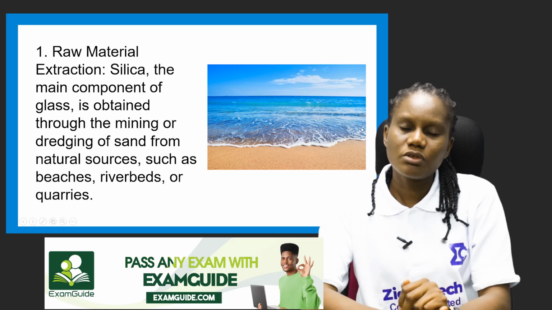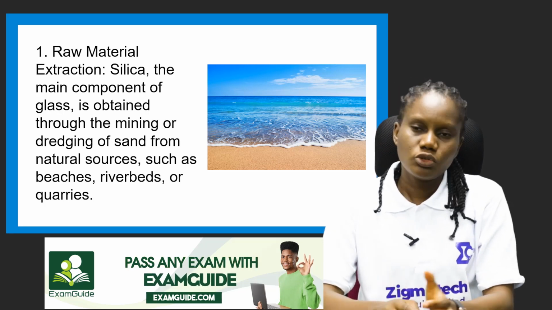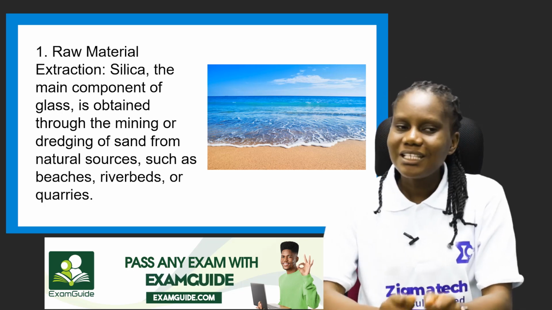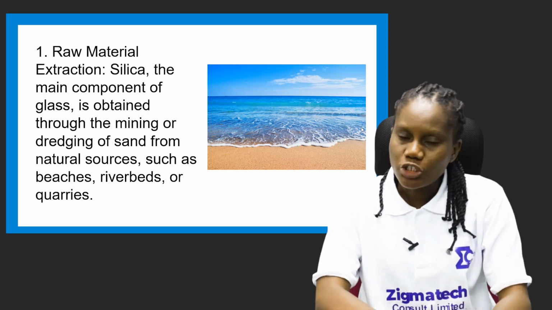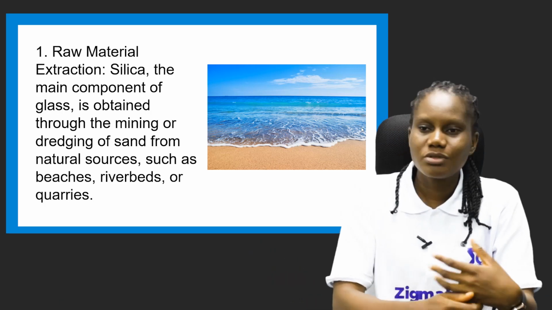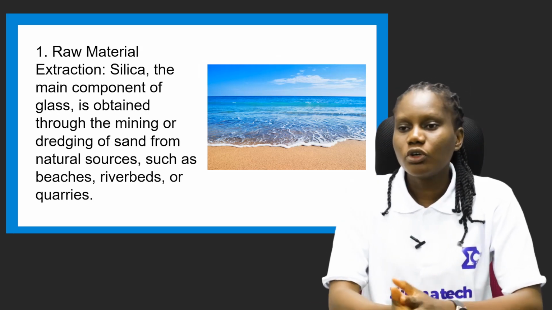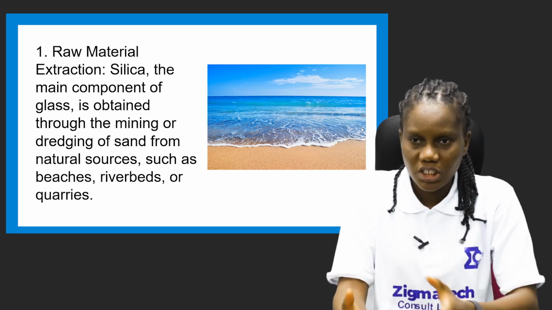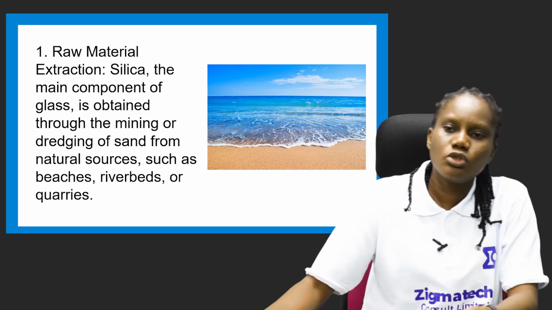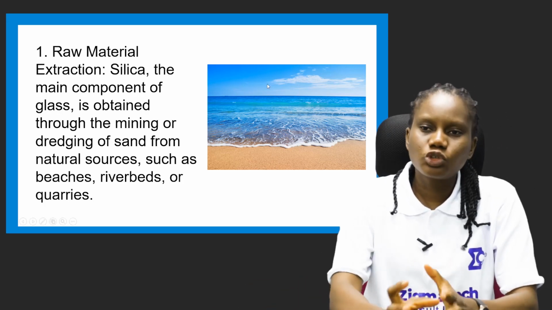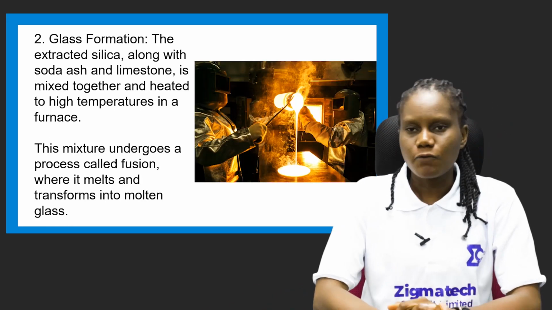So the first thing is you extract your raw material, which is silica. Silica is the main component of glass, and it is obtained from mining or dredging sand from natural sources such as beaches, riverbeds, or quarries. You can see on the slide the picture of a beach. The sand gotten there, you can process into silica, and from there to your glass. So the first step is to extract your raw material, after which you will go into glass formation.